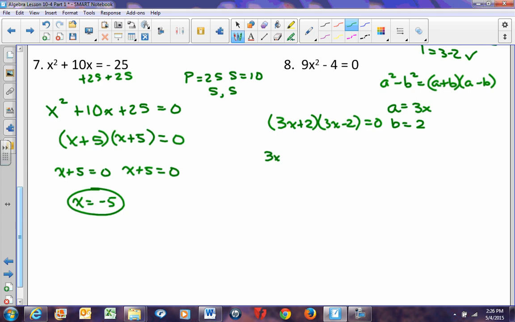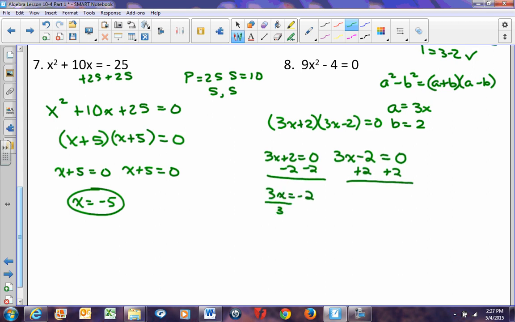So 3x plus 2 equals 0, and 3x minus 2 equals 0. Subtract 2. Add 2. 3x equals negative 2. Divide that by 3, we get x equals negative 2/3. Here we have 3x equals 2, divide that by 3, and x equals positive 2/3. So it's negative 2/3 and positive 2/3.